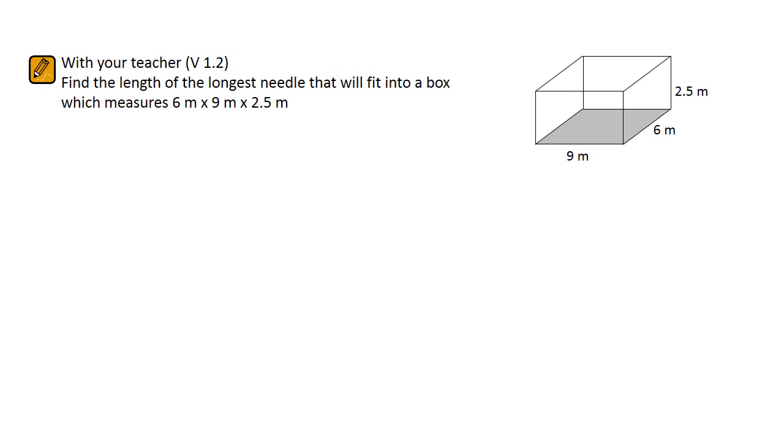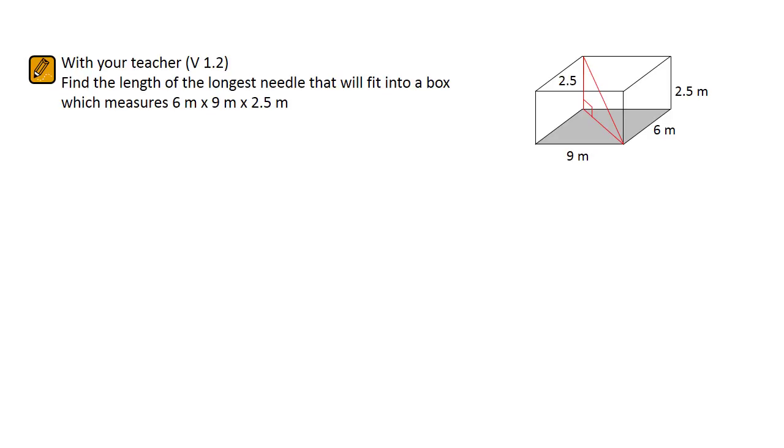This example asks us to find the longest needle that will fit into a box which measures 6 meters by 9 meters by 2.5 meters. The longest needle will fit diagonally across opposite corners. Now when you draw that in, you'll notice it's not even in a triangle at all, but we could make a triangle here going up the edge of the box and across, and that'll be a right-angled triangle, right-angled at the bottom of the box. But it's not a triangle that we know much about. We do know the height is 2.5 meters.